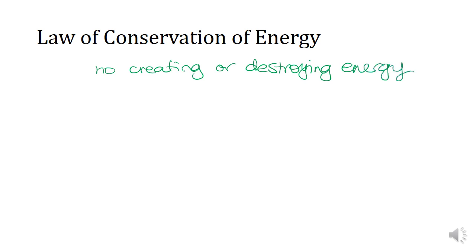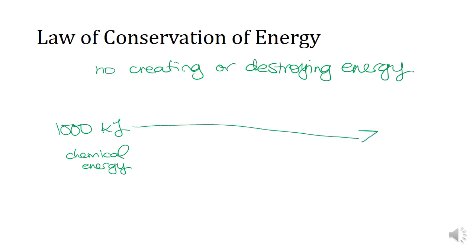So, if I have in the fuel tank of my car, let's call it 1000 kilojoules of the chemical energy of my petrol, what percentage of that do you think ends up being used to actually drive my car, the kinetic energy of my car?